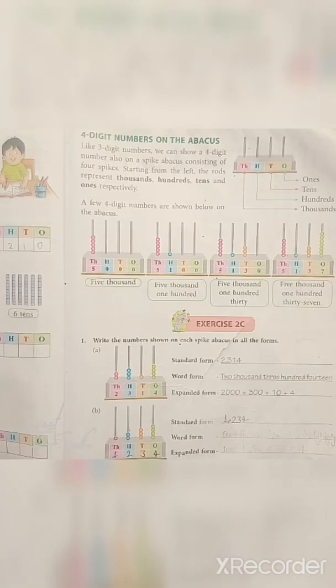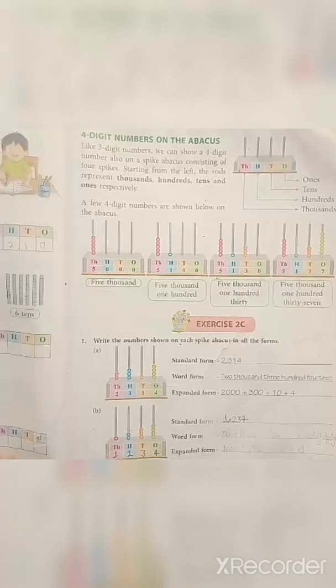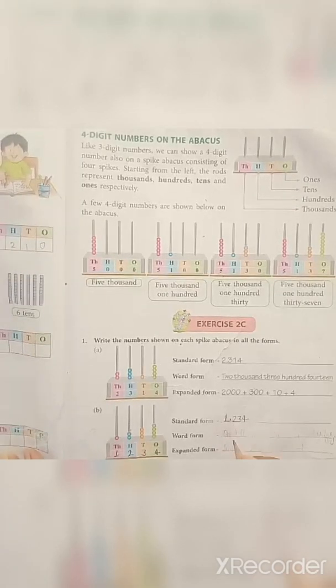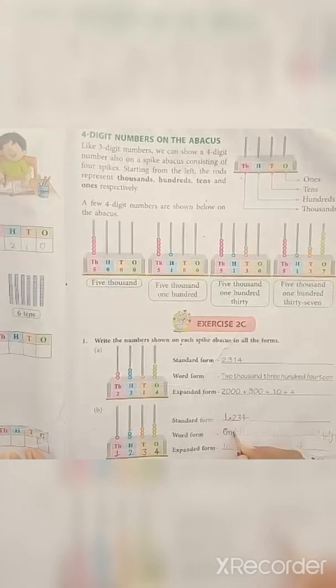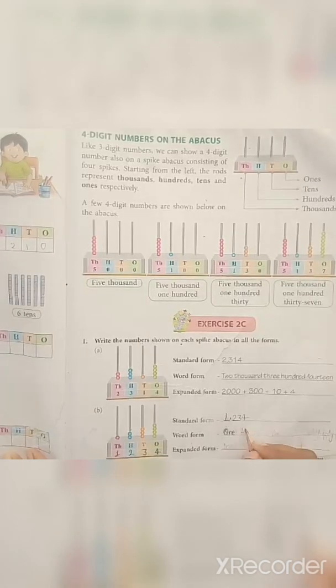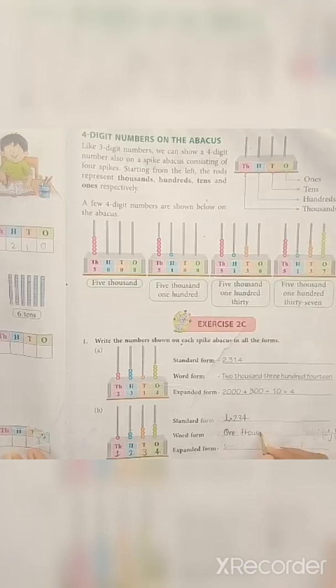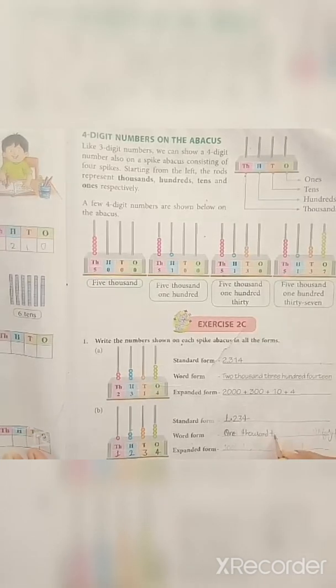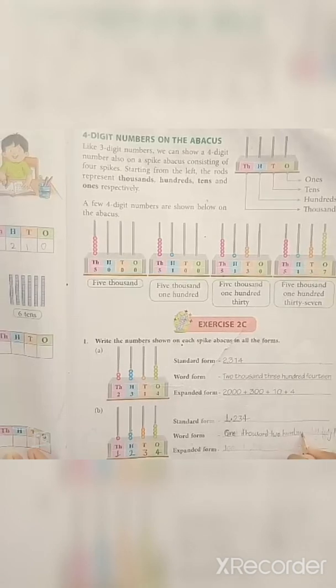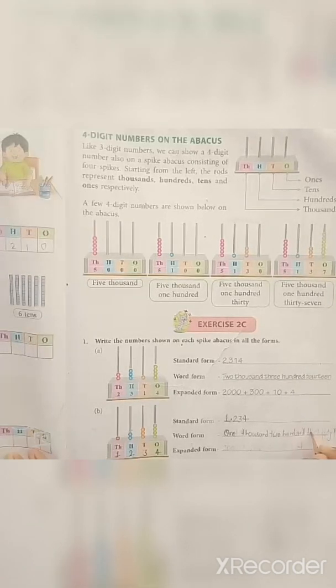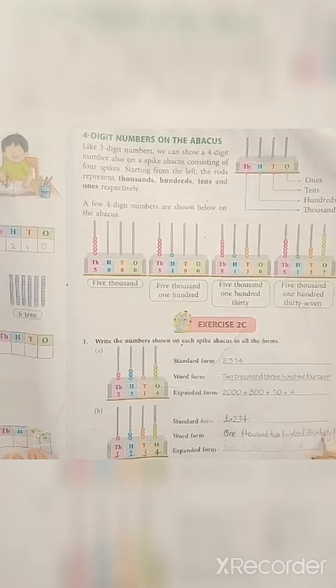हमें 1234 को शब्दों में राइट करना है. ओके, सो वी विल राइट 1000, 200, 30 and 4.